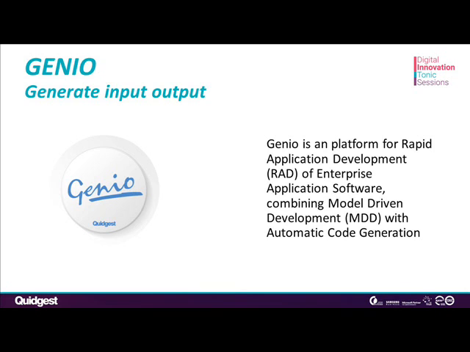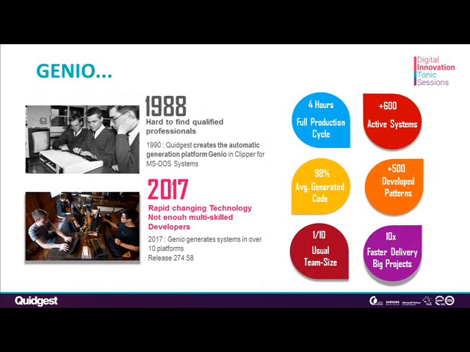So Genio started in 1988 when Qgest was formed. It was hard to find qualified professionals. People with computer science degrees were very few, and people programmed in the specific language were even fewer. So Qgest created the automatic generation platform at that time based in Clipper. And then we skip forward to 2015.